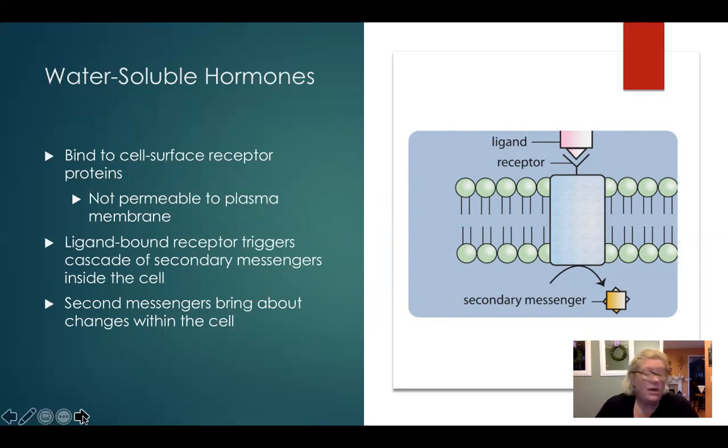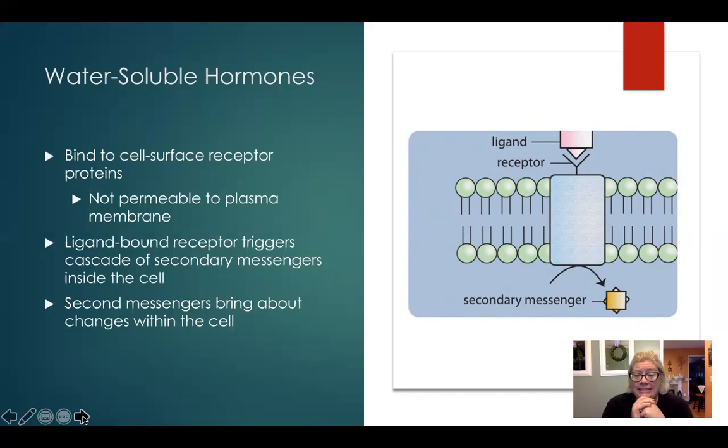So now let's talk about what is going to happen with water-soluble hormones. Water-soluble hormones are going to have to do something a lot different because they are not going to get through the phospholipid bilayer. Water is not going to be able to pass through that fat layer that makes up the plasma membrane. So water-soluble hormones are going to have to do some sort of workaround to get their message into the cell itself.